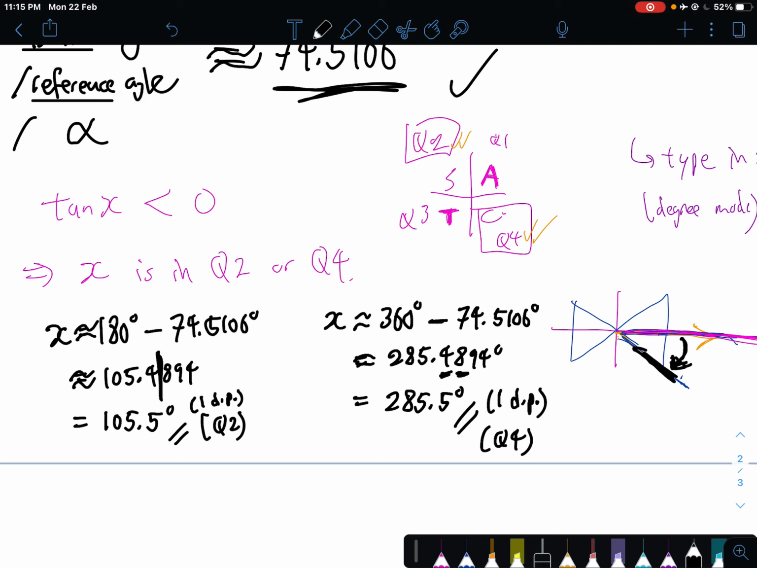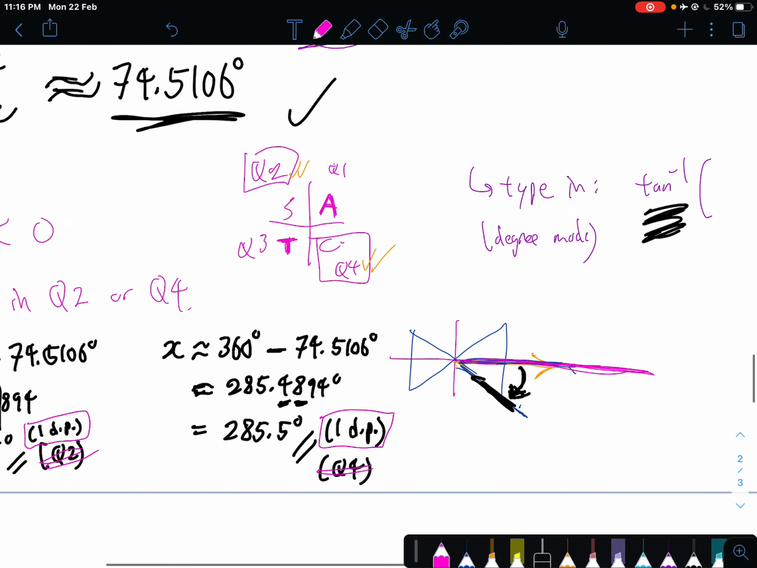Honestly, this is optional. Don't need to write down Q4. Don't need to write down Q2. If you want to write down, it's also okay. But most important is to remember to write down 1 dp, to tell the examiner you're rounding off to 1 dp.